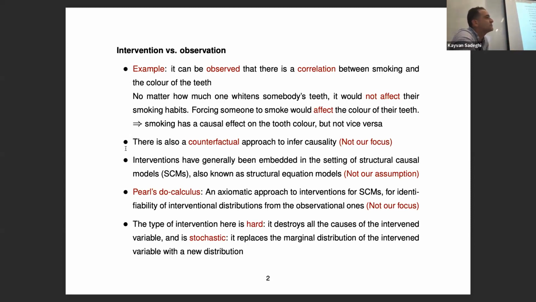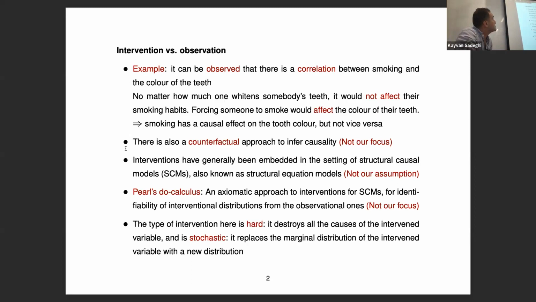This is hypothetical, but you would see correlation between smoking and the color of the teeth, right? But no matter how much you whiten somebody's teeth, their smoking habit wouldn't change. Whereas if you force someone to smoke, it might be a bit unethical, then the color of their teeth changes, right? So that shows that smoking has a causal effect on the tooth color and not vice versa. So you see how causal relationships could be inferred from interventional distributions and not from observations.